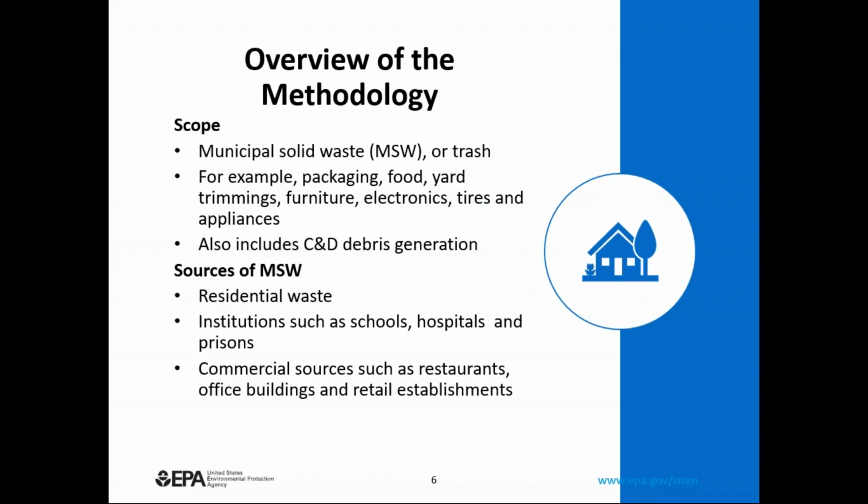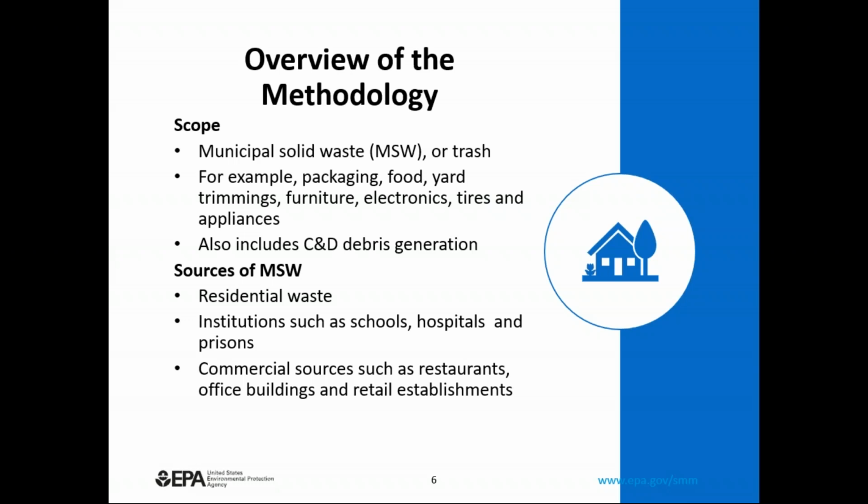Sources of MSW. So where does MSW come from? In our calculation, we use MSW coming from residential waste, including waste from single and multifamily housing, and waste from commercial and institutional locations such as businesses, schools, restaurants, and hospitals.